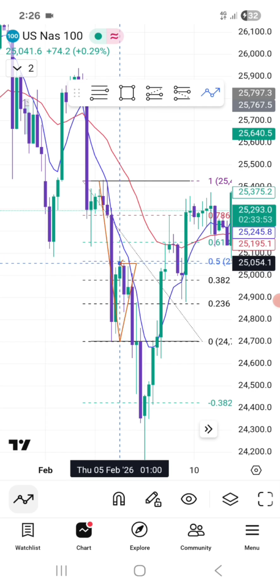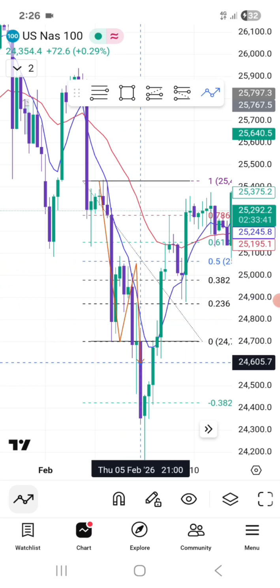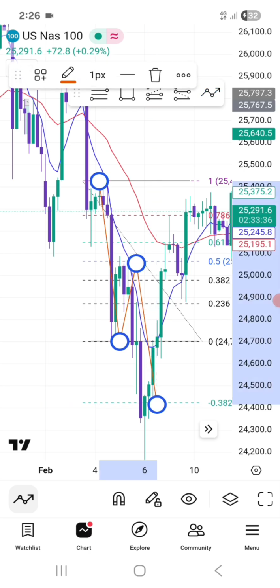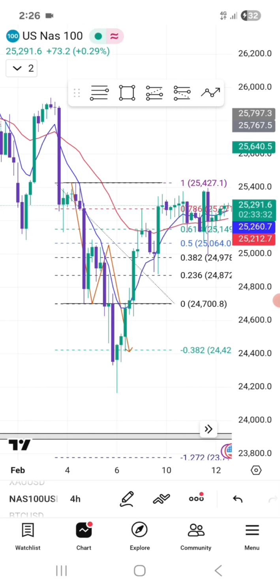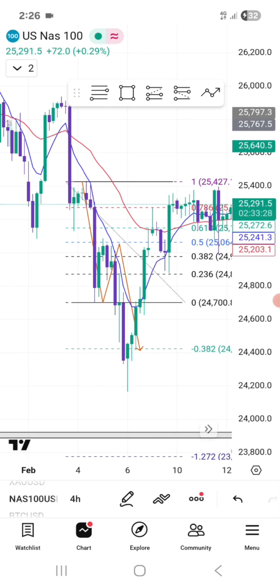So what did it do after that, after the retracement? It tested the 50% of our Fibonacci, then the price again pushed downwards to our Fibonacci extension. So 38.2% of Fibonacci extension.